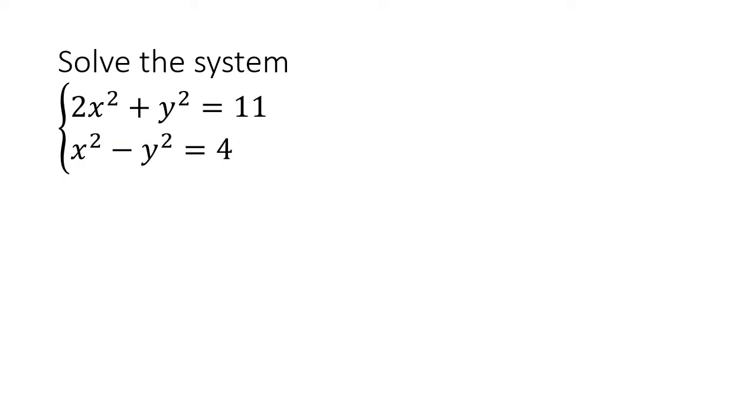All right, here's another one. This one's actually super simple. If we just add these two equations right off the bat, we'll have 3x squared. The y squareds cancel out, and we're left with 15. Then x squared equals 5.